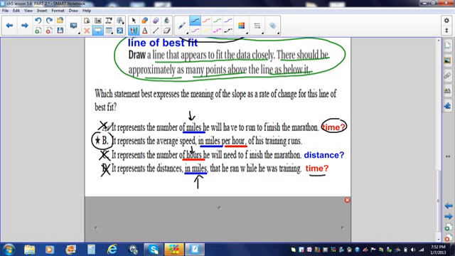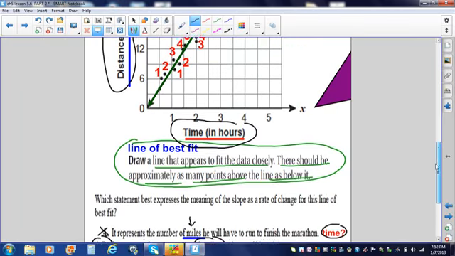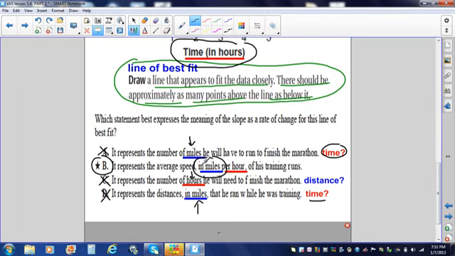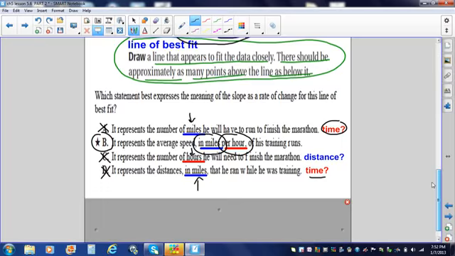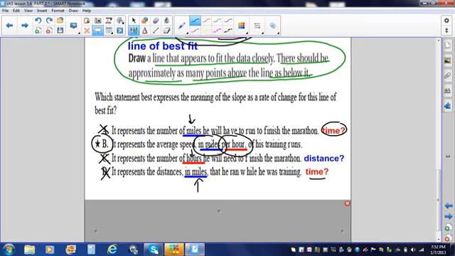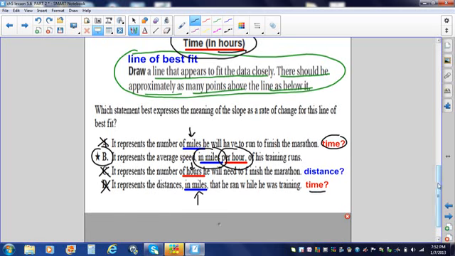Look at choice B. This is our perfect answer. It represents the average speed in miles. Remember, our scatter plot has miles on it. Choice B also mentions in miles per hour. There's our time right there. So choice B is the best choice because it mentions both axes on the scatter plot. It mentions hours and it mentions miles. So choice B would be the best choice.